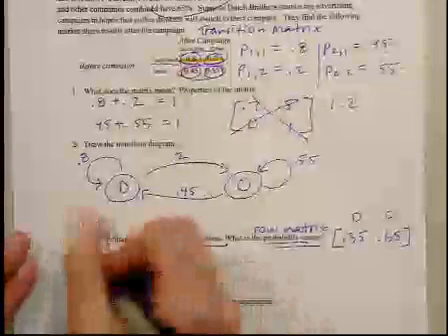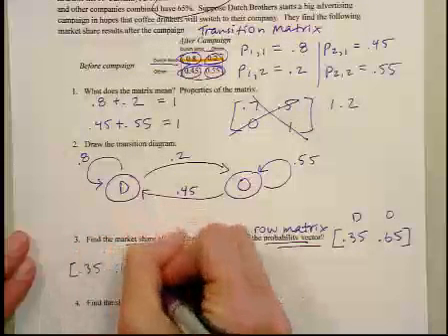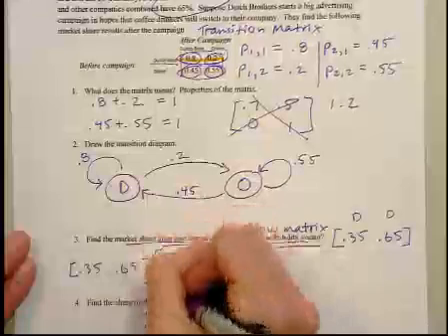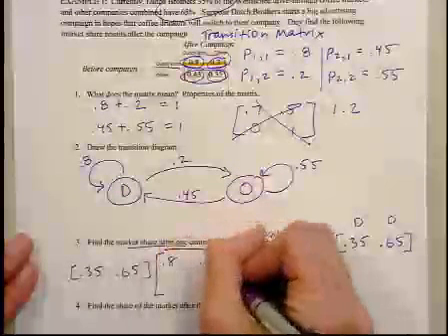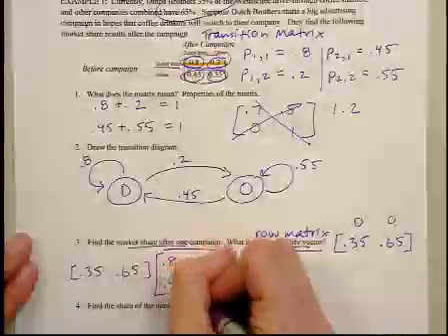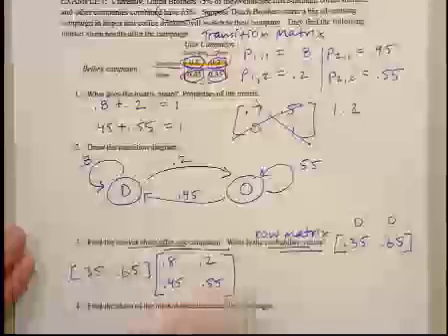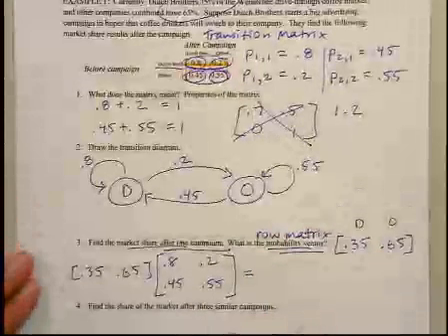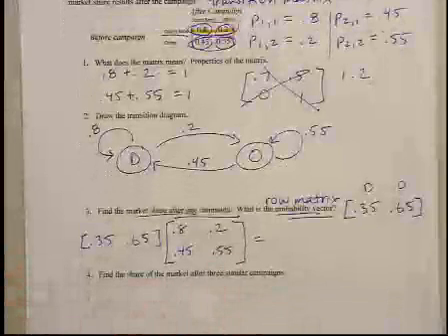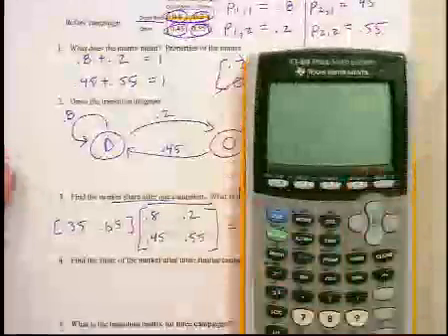To do that, we're going to take the initial market share, 0.35, 0.65, and we're going to multiply it by our transition matrix. The transition matrix is how those customers move from one group to another after the advertising campaign. I am not going to multiply this by hand. I'm going to put this into my calculator, and we'll do that for all of these. We're not going to be multiplying any of these by hand.